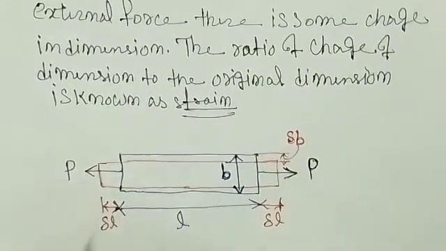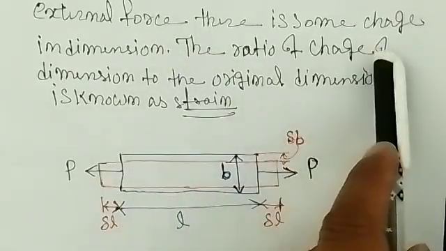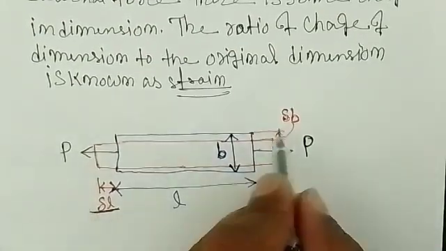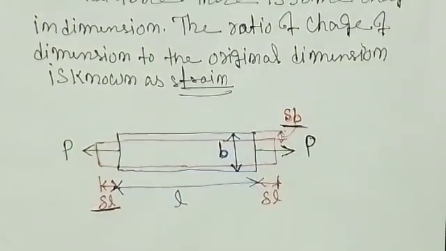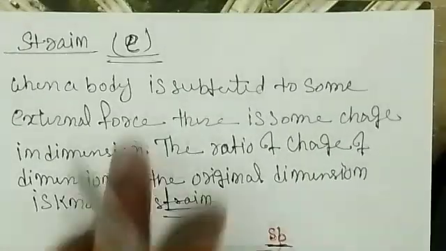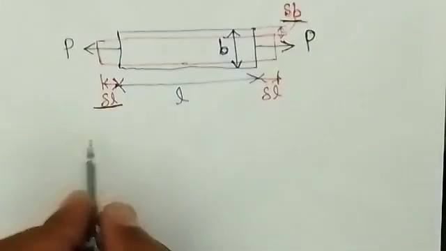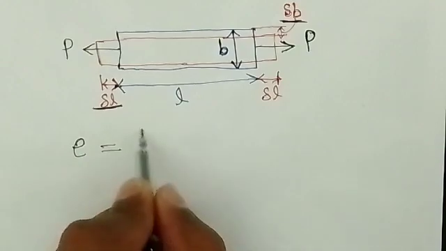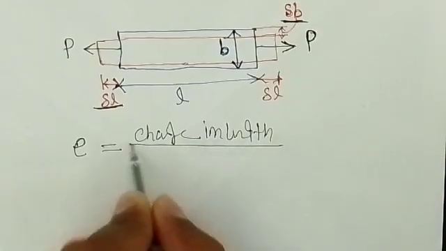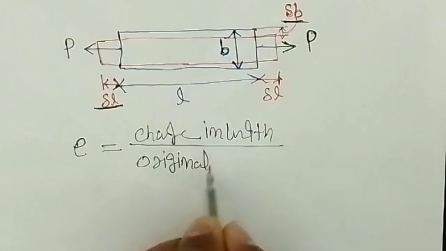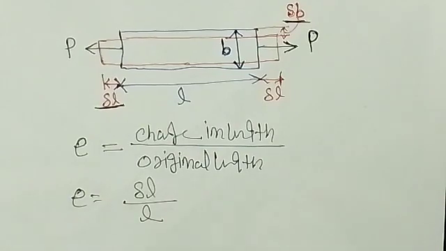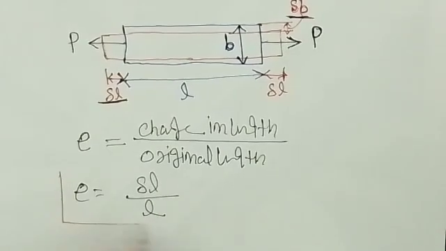Now as per the definition, the ratio of change of dimension to the original dimension is known as the strain. So how much change did you get? This much along the longitudinal axis, and along the lateral axis it is delta B, or you can say along the right angle to the action of applied load. The strain we denote by letter small e. So strain e is equal to the change in length to the original length, so e is equal to delta L by L, right?